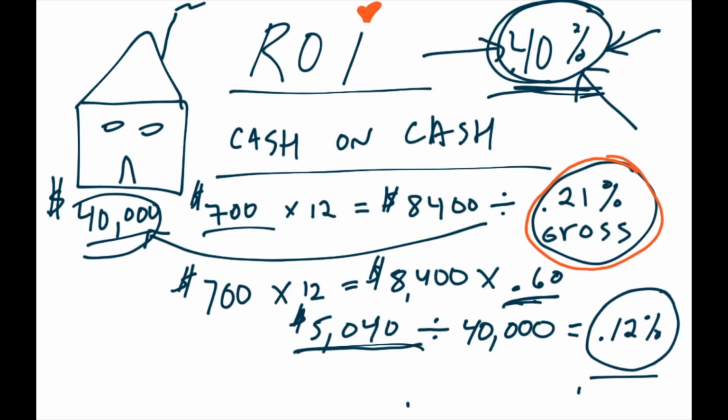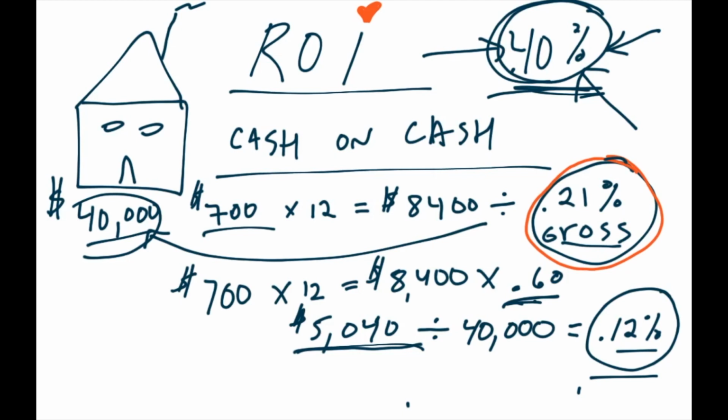That is a net. That is a ridiculously high ROI. That is the number that I go for on every one of my properties, a net ROI between 10 and 12%. Net, not gross, net. I hope that makes sense. That is how you figure out ROI.